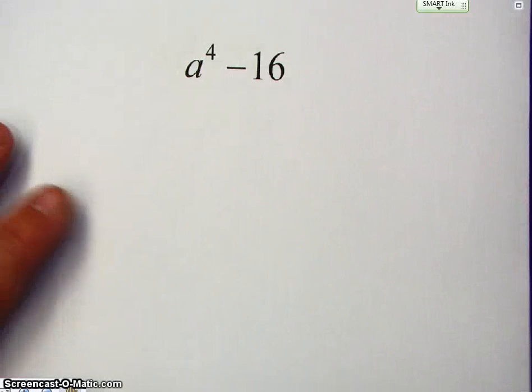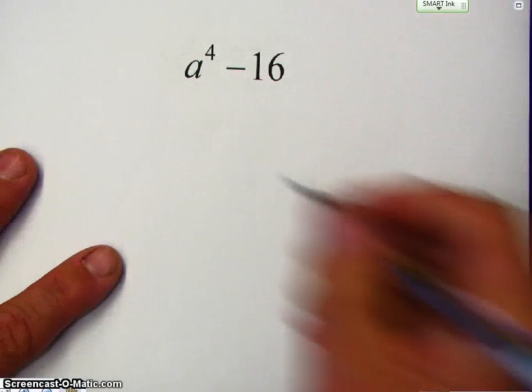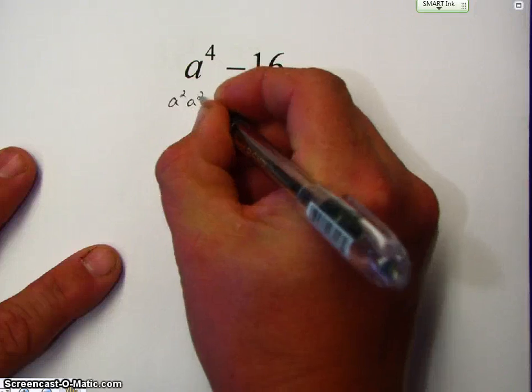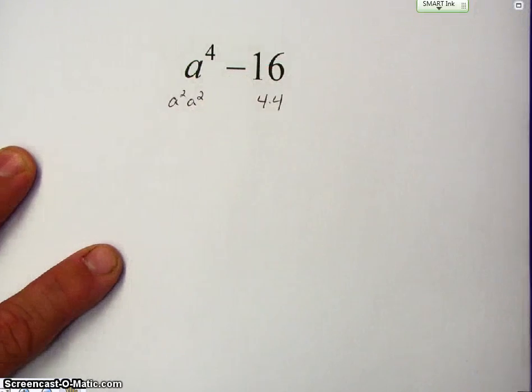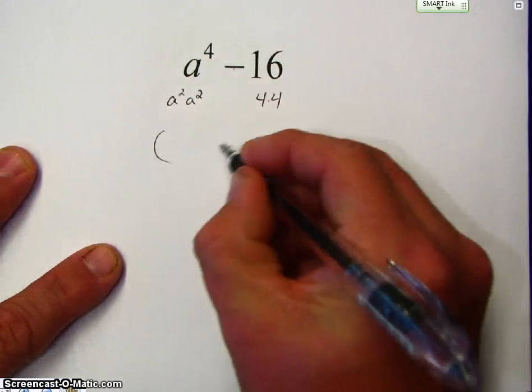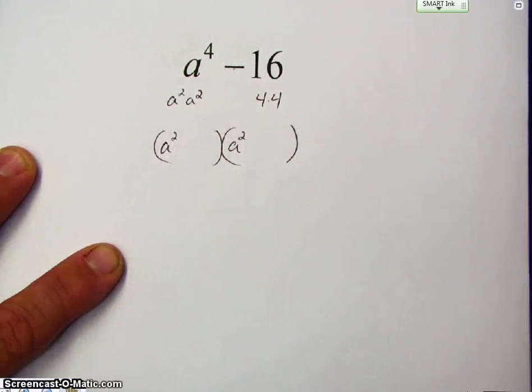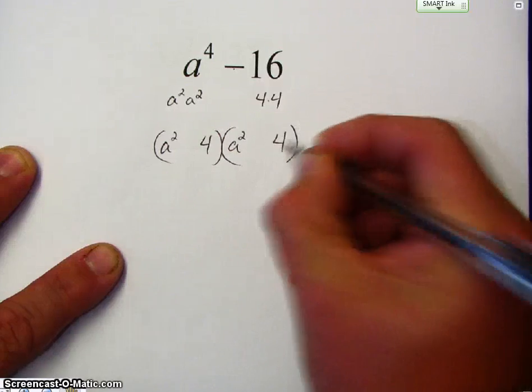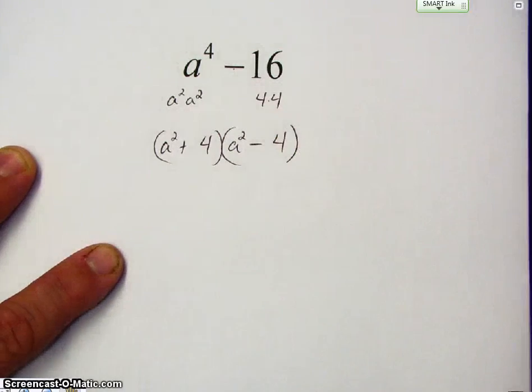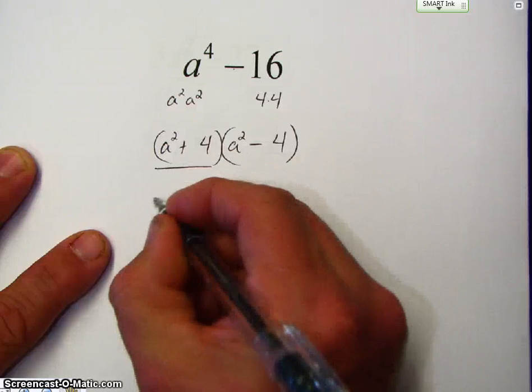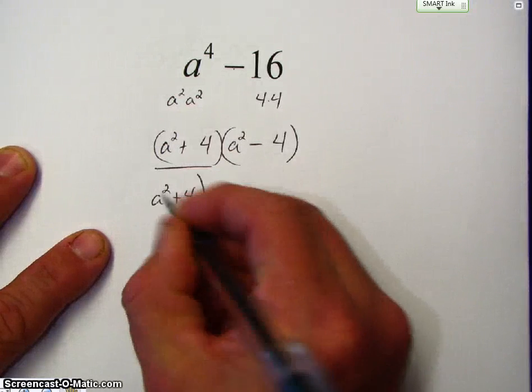All right, let's look at this one. There's another difference of squares. This is a squared and a squared. This is 4 times 4. And it's a difference. So the a squares go here, another one goes here, a 4 and a 4. Make one positive, make one negative. This one is done. It cannot go any further because it's a sum.